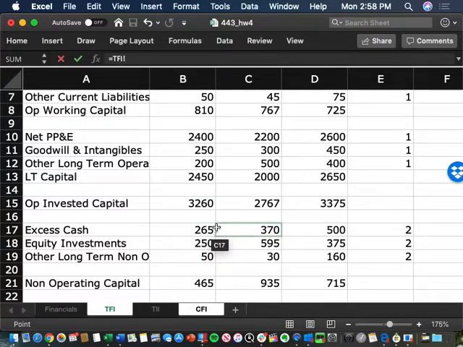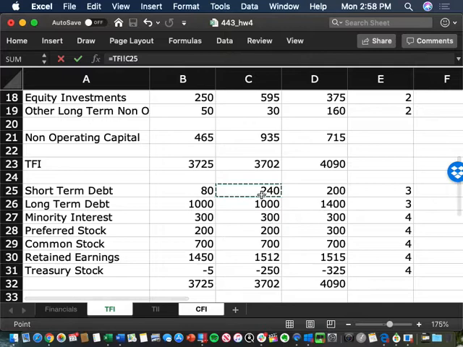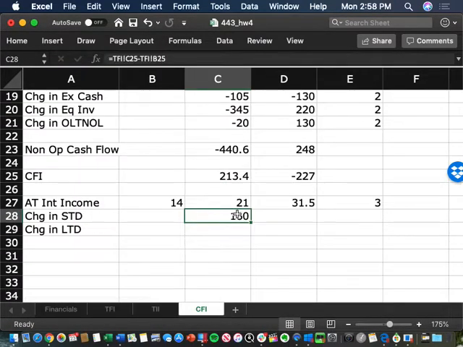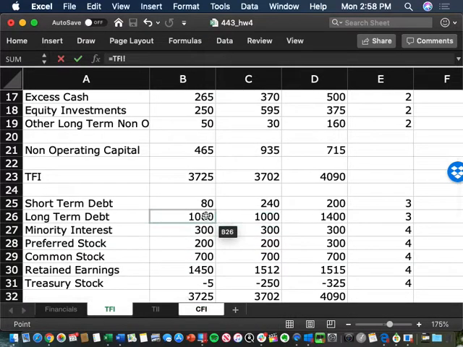If our debt went from 80 to 240, we increased the debt by 160, is that a positive or a negative number on this side of the statement? Is it a distribution or is it an inflow? If the debt goes up by 160, distribution or inflow? Inflow. Therefore, negative number. Long-term debt. Same thing.